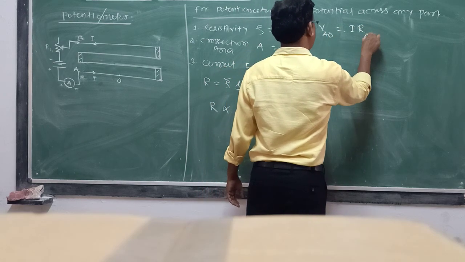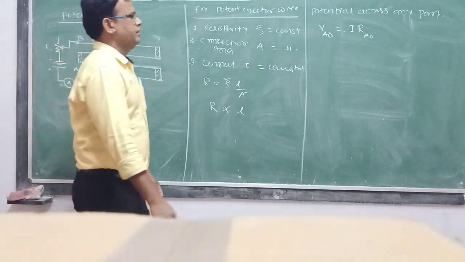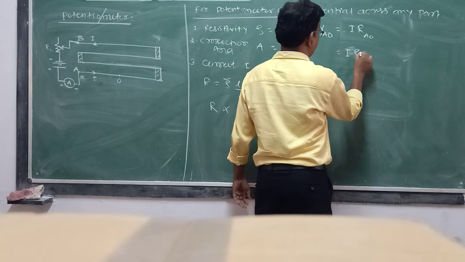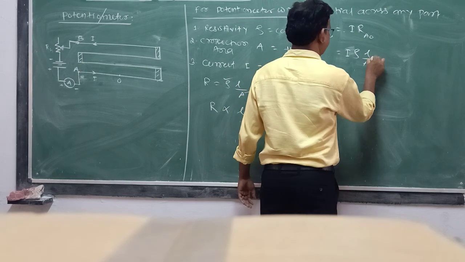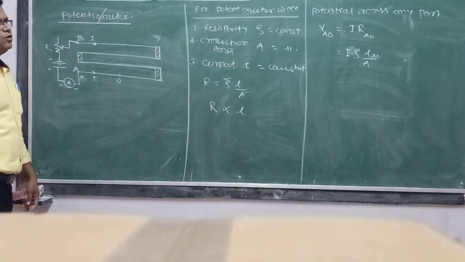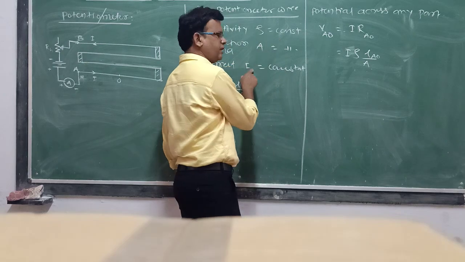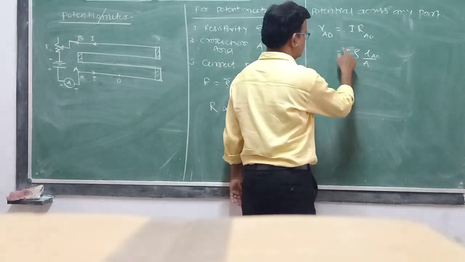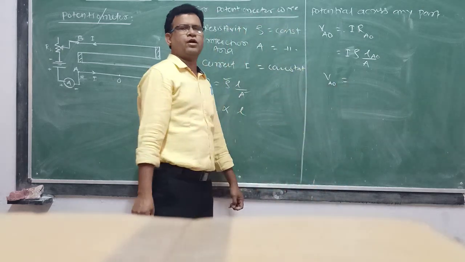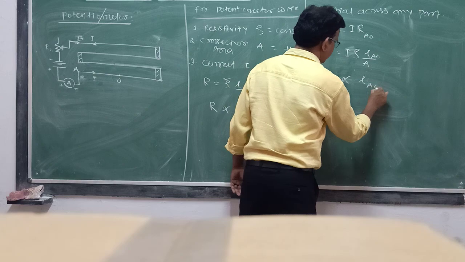I into R of AO. V is equal to I R by Ohm's law. If you put the formula for resistance, this comes out to be I rho L divided by A. This is only the length of the part AO. Now, in this formula, your I, rho and A, all these three are what? Constant. So from this, can we not say that the voltage across the part AO of this wire is directly proportional to what? Length of AO.